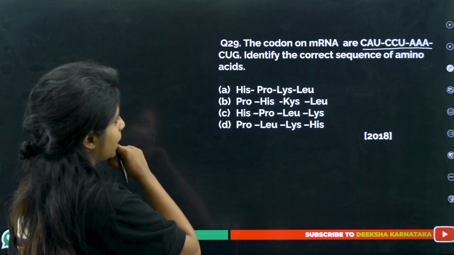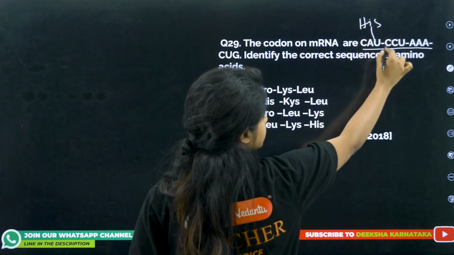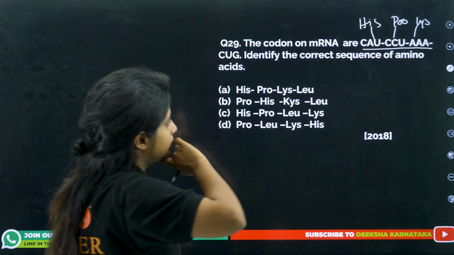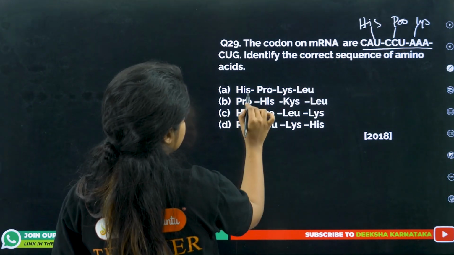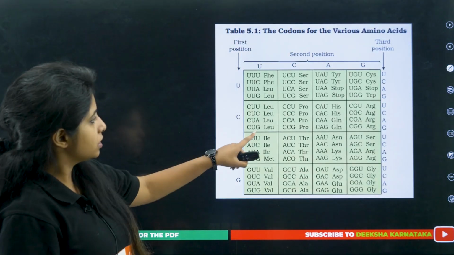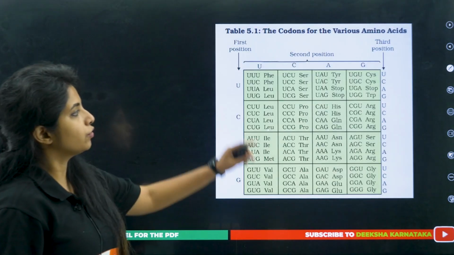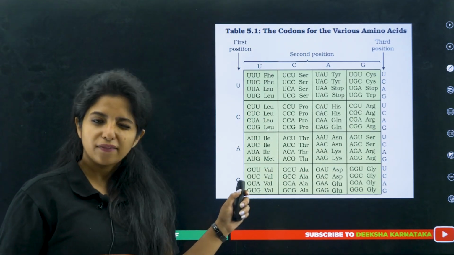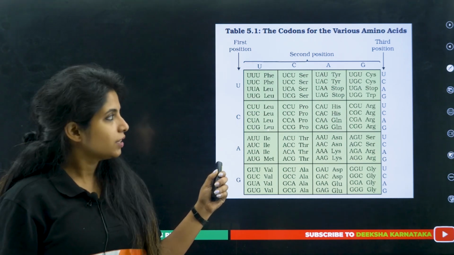So with this, what do you get as answer? CAU is for histidine. CCU is for proline. AAA is for lysine. So with this one only you can get the answer. Histidine, proline, lysine, and then it will be leucine. Let's see, CUG is for leucine or not? CUG is for leucine. So this becomes the answer. Now if you're not aware about this, you won't be able to answer this. That's why I told you to watch that video. I've given a short trick to remember, which I forgot now, otherwise I would have told you now itself. So you can use it.